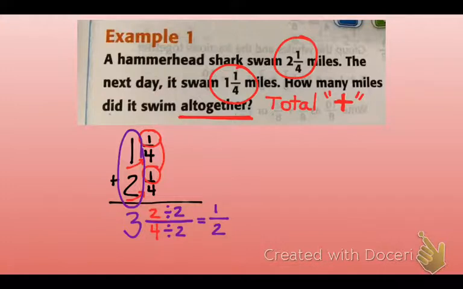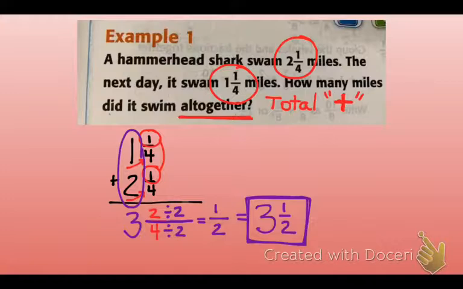Is that my answer? Well, I have to put the whole number with it, right? So my answer is my whole number, 3, and my new fraction, 1/2. 3 and 1/2 is going to be your answer. The mixed number, right? We're writing it as a mixed number.